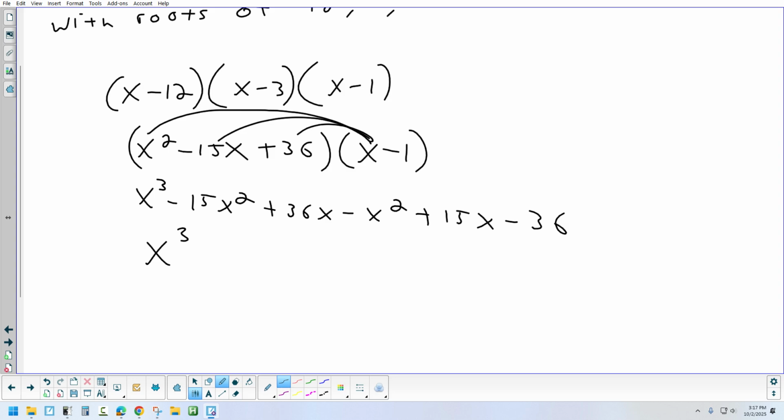So we got x cubed minus 15x squared minus 1x squared. That's minus 16x squared. How about my x's? What do I get when I combine those?